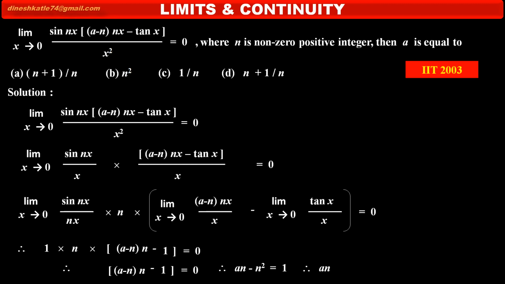Therefore, an is equal to, shifting minus n square to the right hand side, it becomes n square plus 1. Therefore, dividing every term by n, we get a is equal to n plus 1 upon n. Therefore, out of the given 4 options, the correct option is D, n plus 1 upon n.